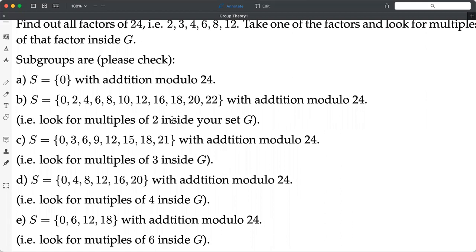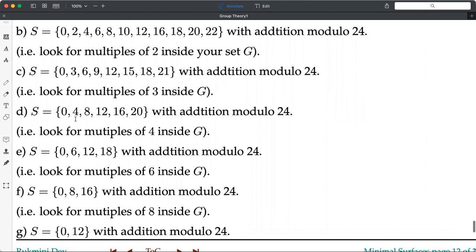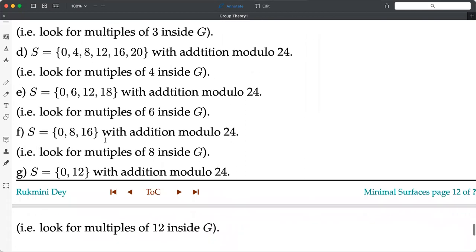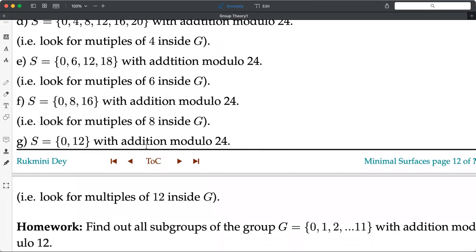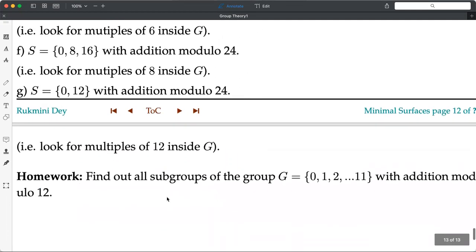Then look for multiples of 2 inside your set G: 0, 2, 4, etc. till 22. That is a subgroup. 0, 3, 6, 9, 12, 15, 18, 21. That is, you look for multiples of 3 inside G. That is again a subgroup. 0, 4, 8, 12, 16, 20. Look for multiples of 4 inside G. Again a subgroup. 0, 6, 12, 18. Multiples of 6. 0, 8, 16. Multiples of 8. 0, 12. Multiples of 12. Okay. So these are all the subgroups of G.